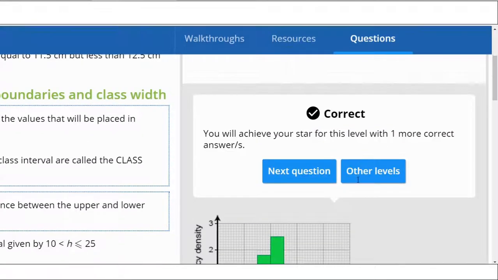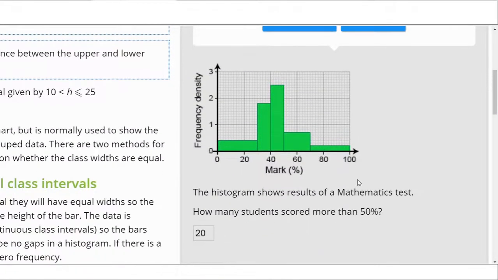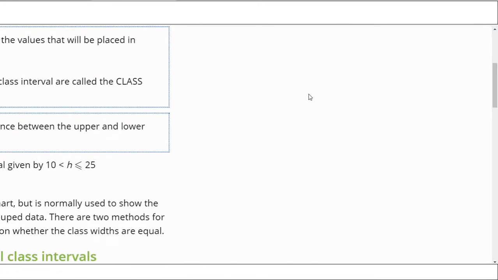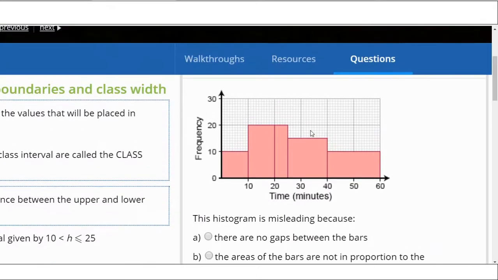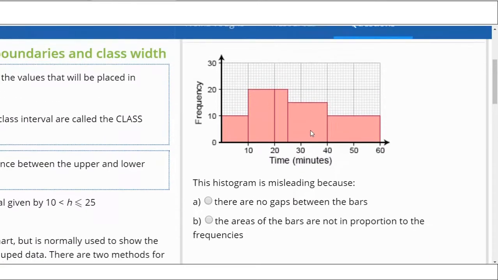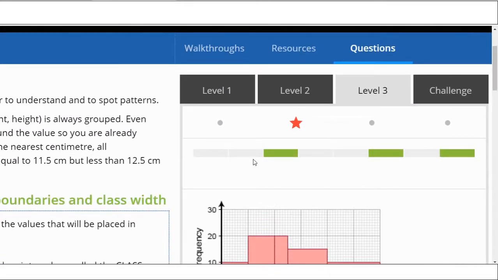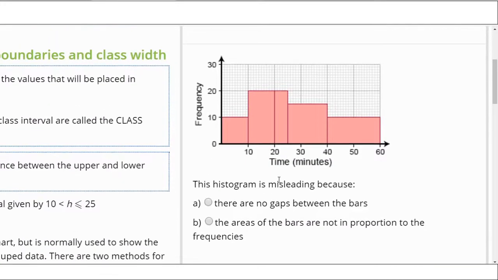All right, correct. Okay, so be careful with this one. You need to calculate, and see the boxes here. Next questions. Okay, this histogram. 1, 2, 3, 4, 5 more questions.